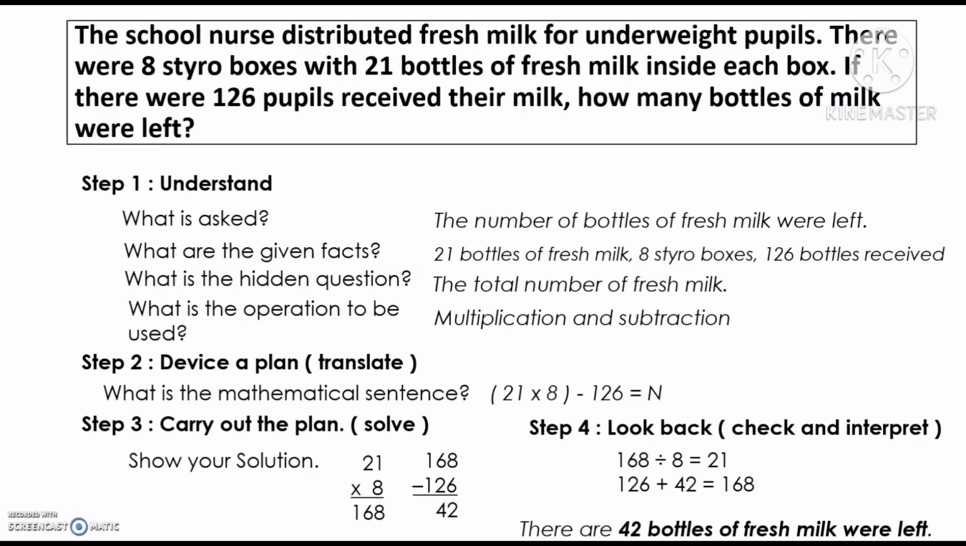Take note that we have the steps. Step 1, we have understand. Step 2, we have devise a plan. Step 3, carry out the plan. And step 4, we have to look back. I hope that you have learned from this lesson that I have presented to you today.